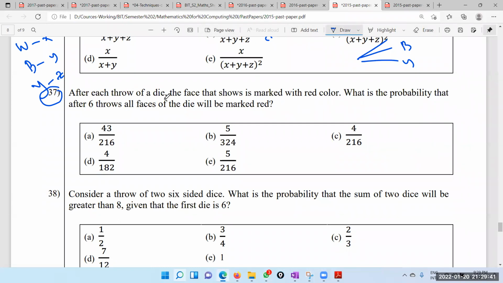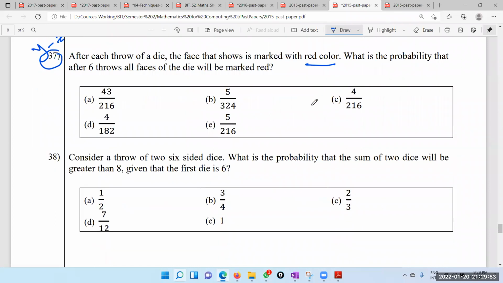After each throw of a die or dice, the face that shows is marked with red color. What is the probability that after 6 throws, all the faces of the die will be marked red? ඔක්කොම 6 පාරයි දාන්නේ, හරි? 6 throws දාන්නේ. And it is independent, right? First time you දානවා ඊට පස්සේ ආයෙ දානවා, නේද?